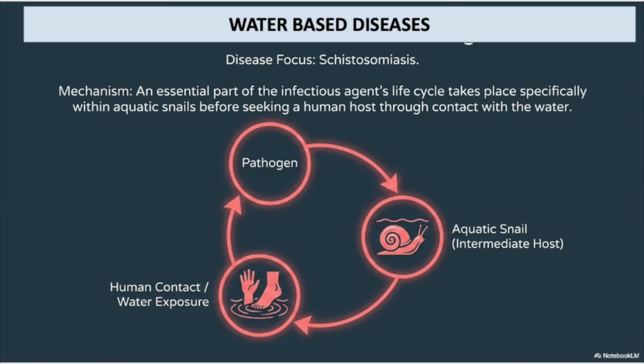before seeking a human host through contact with the water. This creates a cycle where the pathogen moves from the aquatic snail, which acts as an intermediate host, to human contact or water exposure and then back again.